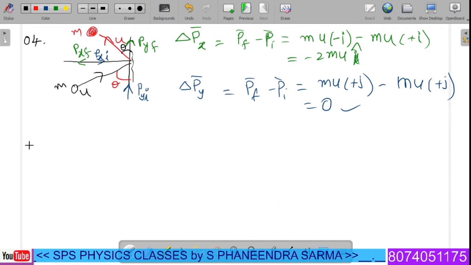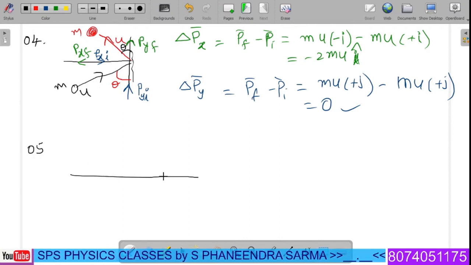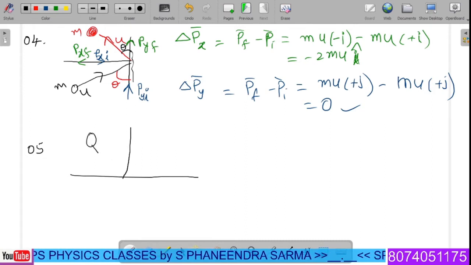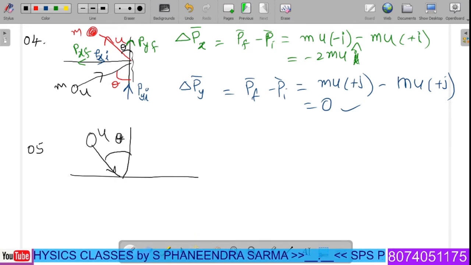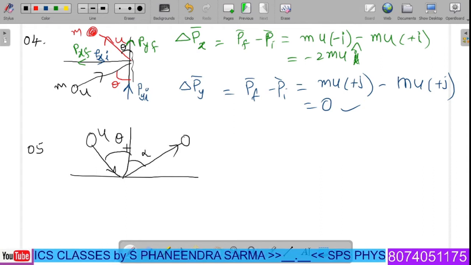In the examination, suppose some other angle is given with the normal. Suppose here is the ball we have, and these are the normals, and the ball is moving with a speed of u, maintaining an angle of theta degrees, and it moves at an angle of alpha degrees during the bouncing process. The speed of the object is not changing.